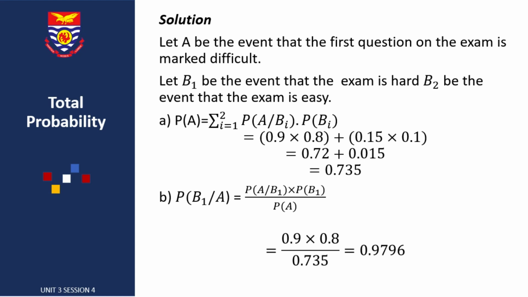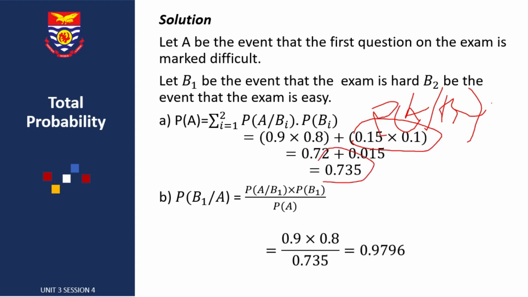Then plus, we're going to have the probability of A given B2 times the probability of B2. B2 signifies that the exam is easy, and if the exam is easy, it will be 0.15, otherwise, as the question said. If the exam is hard, the question is difficult with 0.9; if it is easy, then it will be 0.1. So that's what we have here: 0.15 times 0.1. Then we add the two probabilities together, and that gives us the result of 0.735.